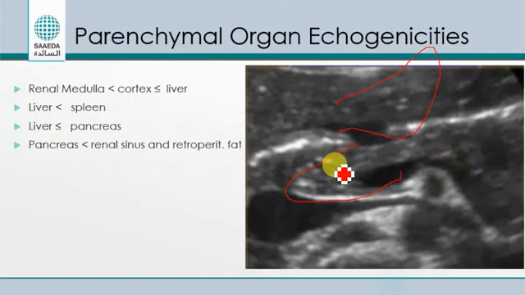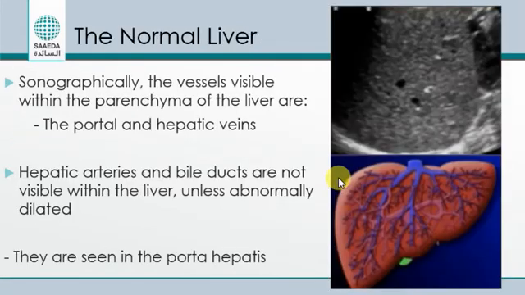Now, regarding the vessels of the normal liver, sonographically, the vessels visible within the parenchyma of the liver are two types: the hepatic veins and the portal veins. The hepatic arteries and the bile ducts normally are not visible. You cannot see them, okay? Unless they are dilated due to some disease process, okay? Where do we see all of them? The biliary duct, the hepatic artery, and the portal vein, we see them in the porta hepatis. That's it. In the liver, you don't see the hepatic arteries or the normally non-dilated biliary tree, okay?